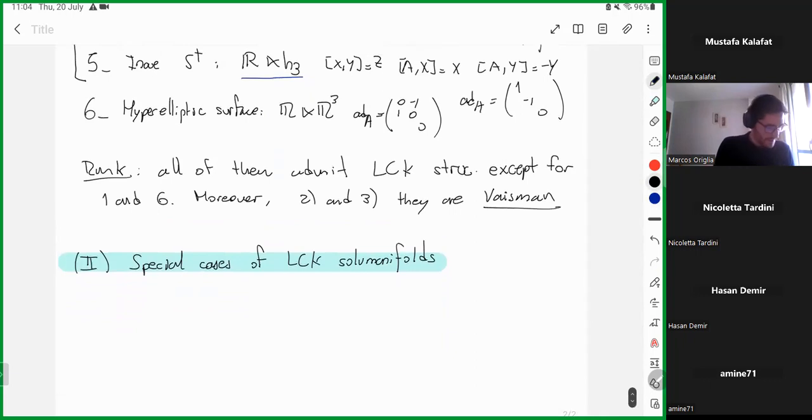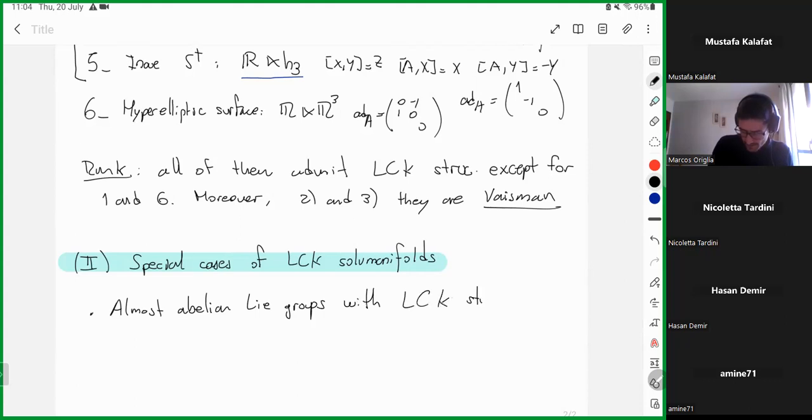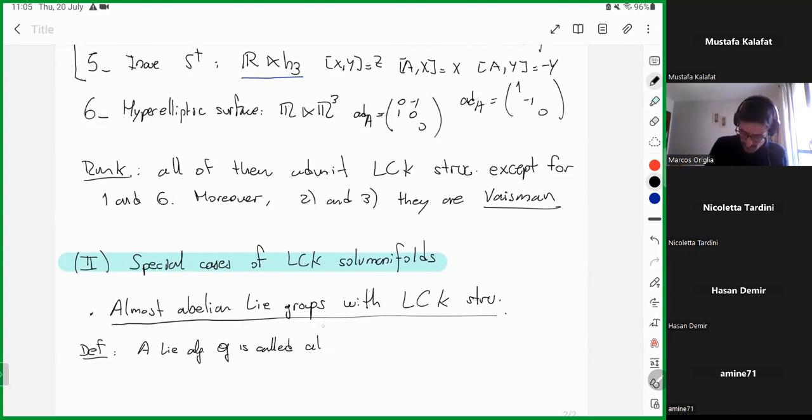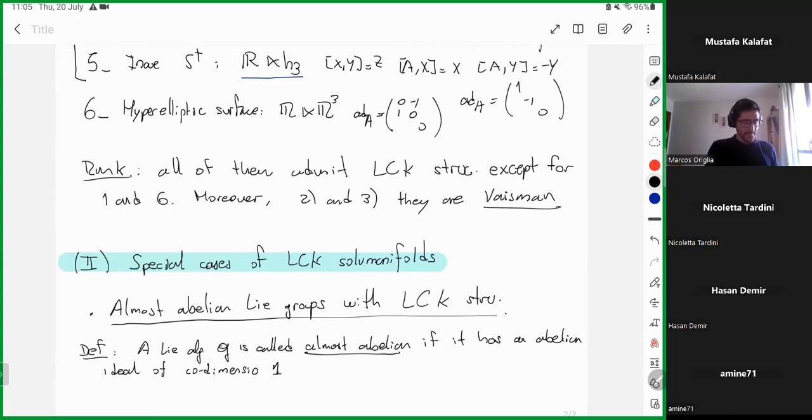So the first part of these special cases is about almost abelian groups with LCK structures. The idea is to generalize what's happening in dimension four. So the definition: the Lie algebra g is called almost abelian if it has an abelian ideal of codimension one. So that's the definition.